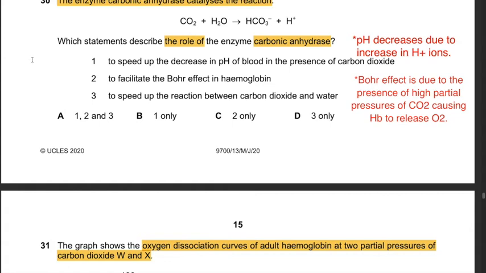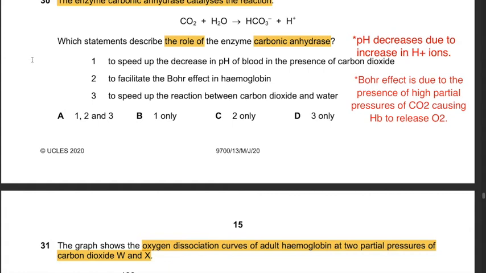If you look at option 2, to facilitate the Bohr effect in hemoglobin, what do you mean by Bohr effect? Bohr effect is due to the presence of high partial pressures of carbon dioxide causing hemoglobin to release oxygen. Again, high presence of carbon dioxide leads to the enzyme catalyzing the reaction between it and water. Hence, as the enzyme is involved, option 2 does describe the role of the enzyme.